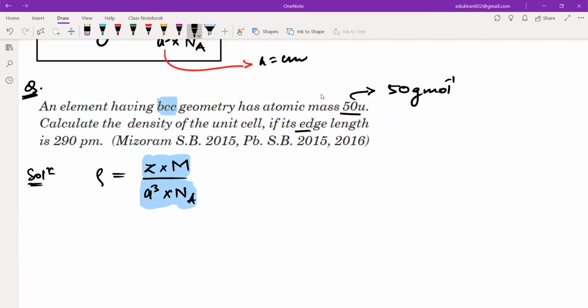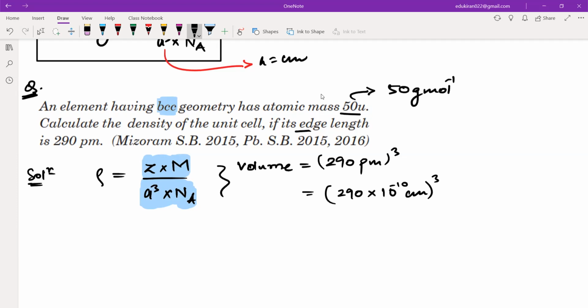So the first thing that I would suggest is always calculate the volume. Volume will be equal to 290 picometer cube. So this will be 290 into 1 picometer, which is 10 to the power minus 10 centimeter, whole cube. So this will be 290 cube into 10 to the power minus 30 centimeter cube. First of all, calculate this one, and after that you will put it in the formula for density, and then calculate it.